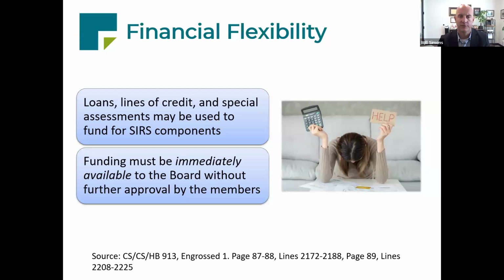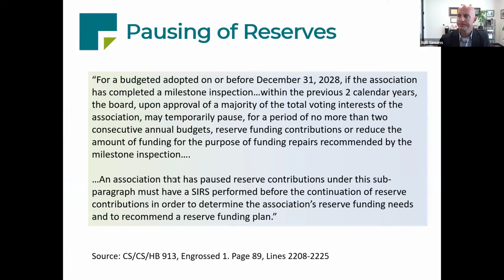We'll get a loan in the future when we have to do our next roof replacement. That is not a substitute for funding SIRS in the budget. Now, if they've already got the loan, if they've already got the special assessment, and that's a done deal, then they can tell their SIRS provider, look, we have these other funds available. We're going to use those first, design our funding plan based around that assumption. And that's okay.